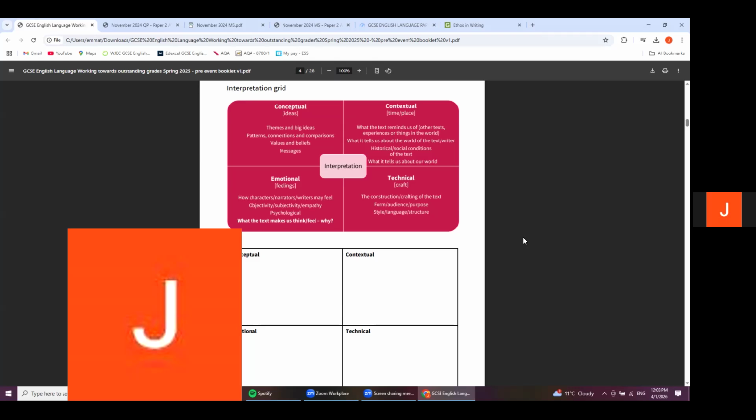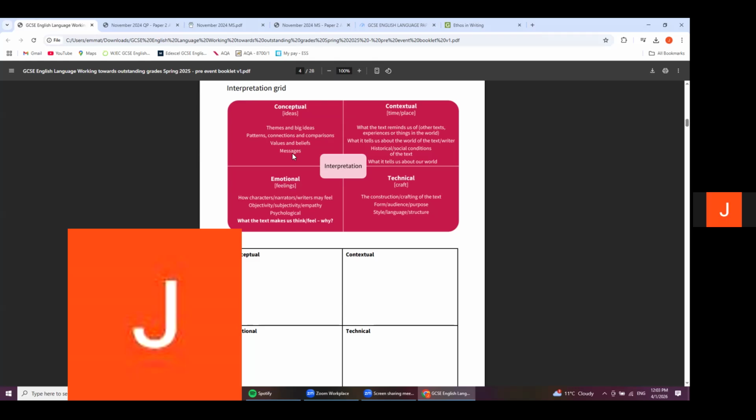I will keep referencing this interpretation grid, but whenever you're approaching an exam, or even a practice for eventually when it's the real thing, if you're thinking about what on earth do I write about, how on earth do I develop my analysis, always think about a question. Choose a question from these four boxes here and always answer them and always explain why you think that.